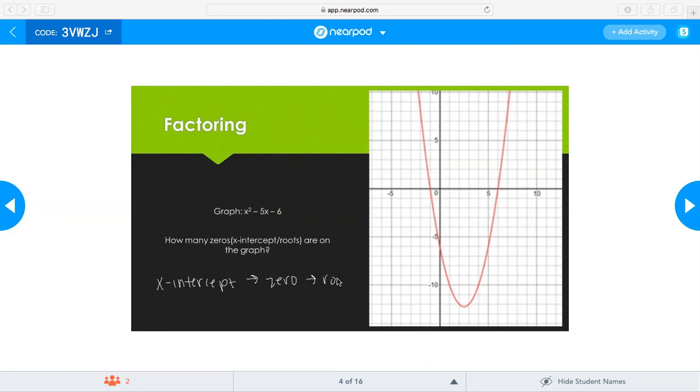Another word is root. So all of these are synonymous. We need to make sure we understand that I can say any of those, and you should know that I'm talking about the x-intercept. So looking at this graph, what are the two x-intercepts? -1 and +6. All right, so we have an x-intercept at +6, and we have an x-intercept at -1. Yes, where that crosses the x-axis.